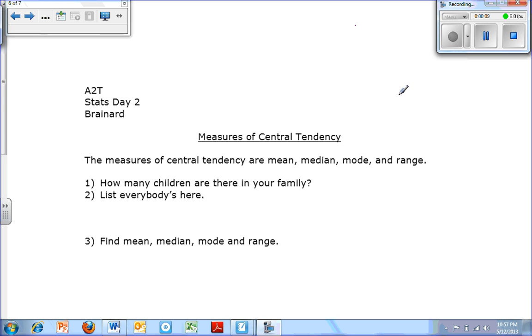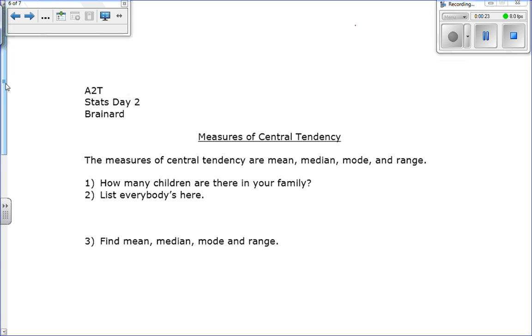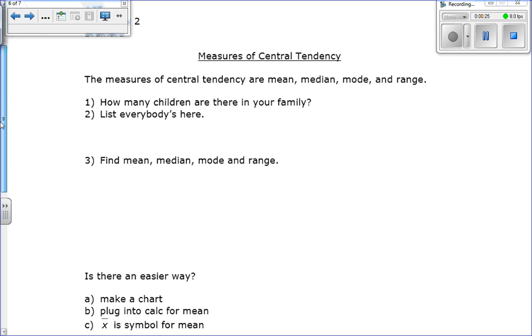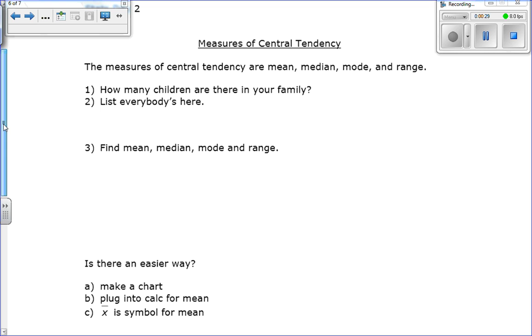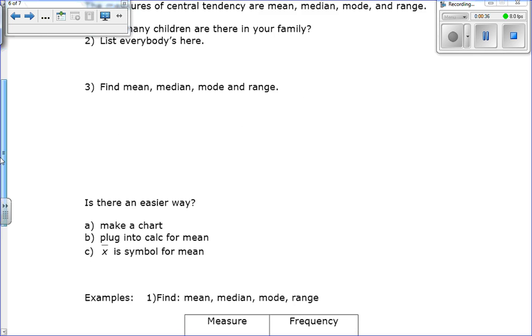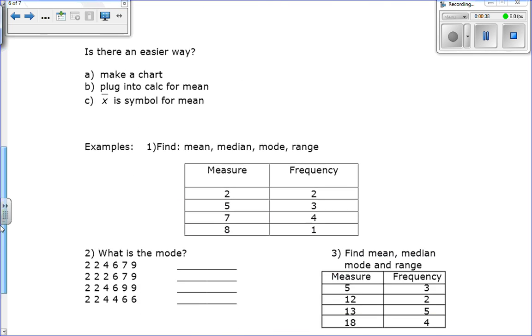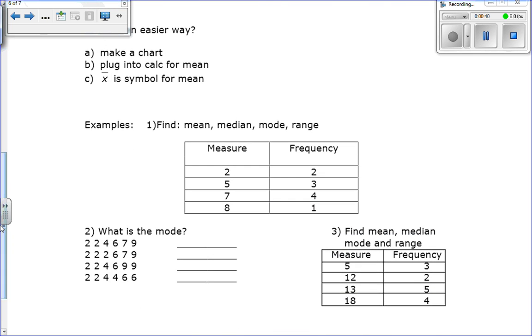This section is the measures of central tendency, and they are the mean, median, mode, and range. And of course we have a few other things that we need to talk about. But first of all, there's a little activity in here that we need to do as a class. So for the first 3 questions plus, we are going to actually do that together in class on Tuesday. So we're just going to jump right down to the examples.